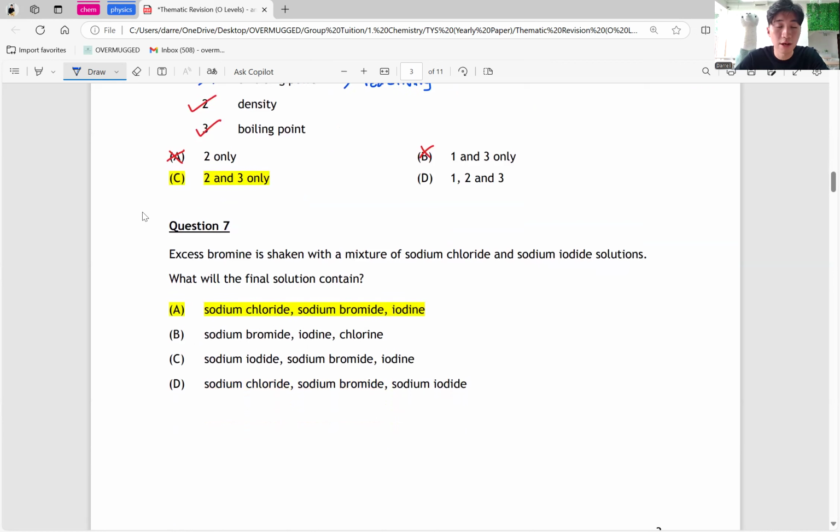Let me move on to the next. Over here, we are shown that bromine is being added and is being shaken with sodium chloride and sodium iodide.